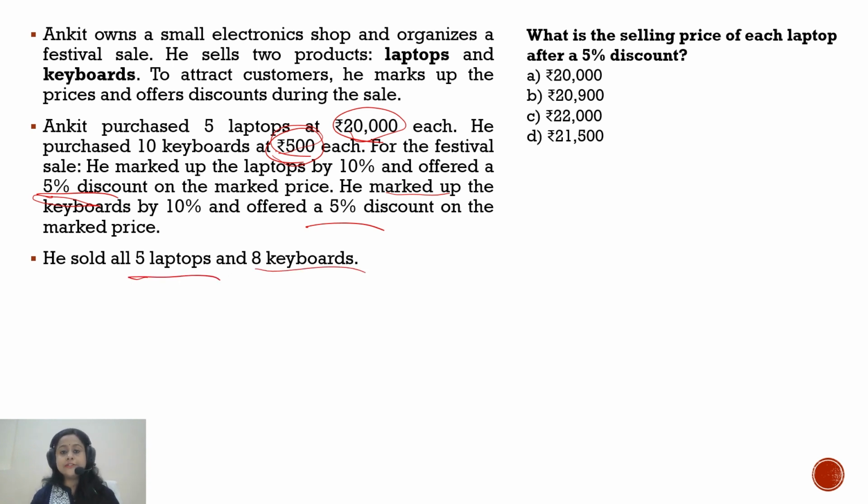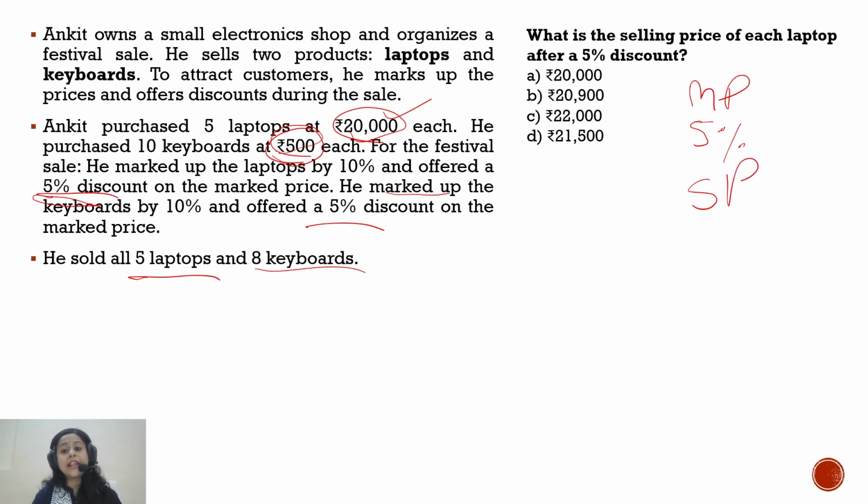Now we have to answer this question, which is on the right hand side. What is the selling price of each laptop after a 5% discount? The selling price will be calculated after the discount is provided. For that, first we have to find out the marked up price, because we only know the cost price of the laptop. Still we do not know the marked up price. Then over the marked up price, we have to provide a 5% discount, and then we have to find out the selling price.